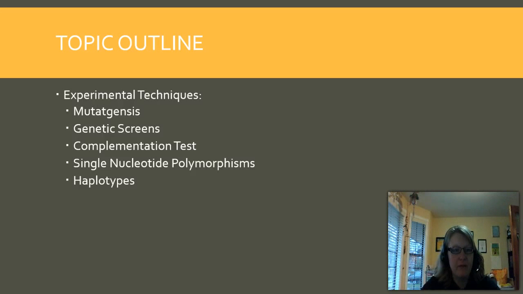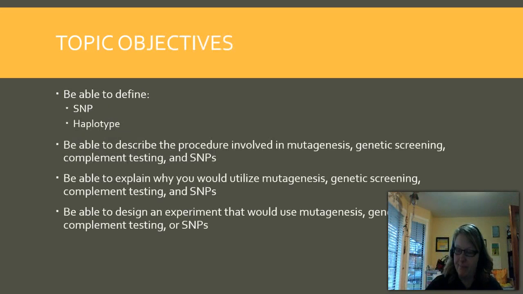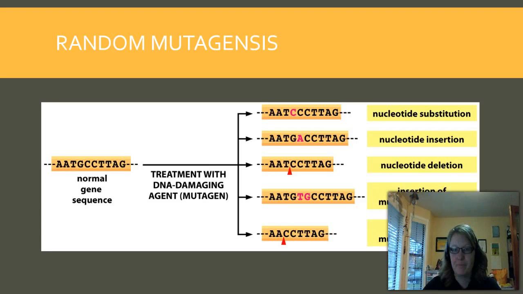So here's our topic outline. There are 5 main sections we're going to talk about, and we're going to go through each of these. As always, here are your topic objectives. Please let me know if you have any questions about these, and we can go through some examples in class as well. Alright, so let's get started.